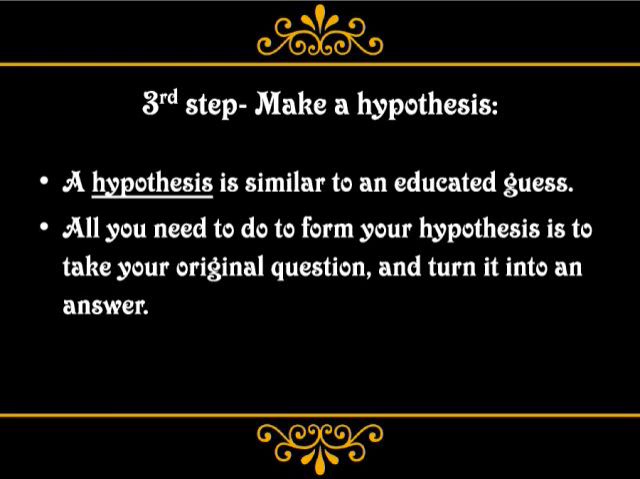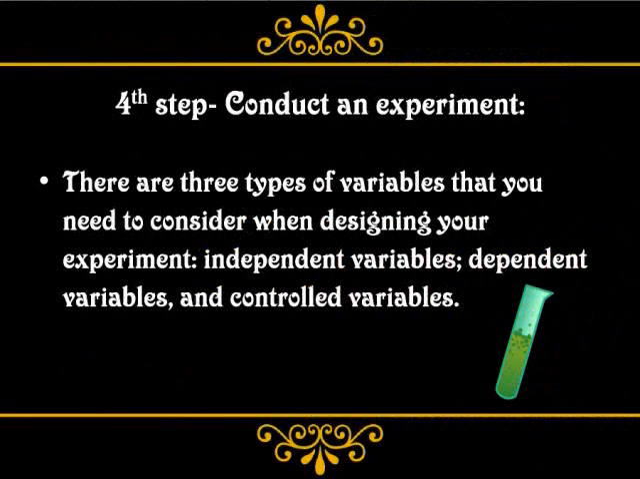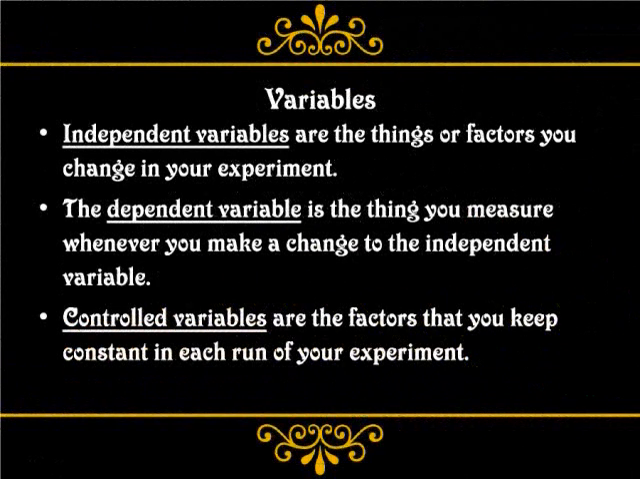Fourth step, conduct an experiment. There are 3 types of variables you need to consider when designing your experiment: independent variables, dependent variables, and controlled variables. Independent variables are things or factors you change in your experiment. The dependent variable is the thing you measure whenever you make a change to the independent variable. Controlled variables are the factors that you keep constant in each run of your experiment.